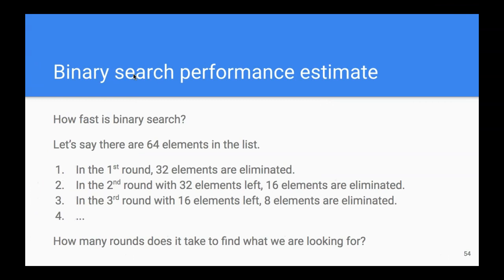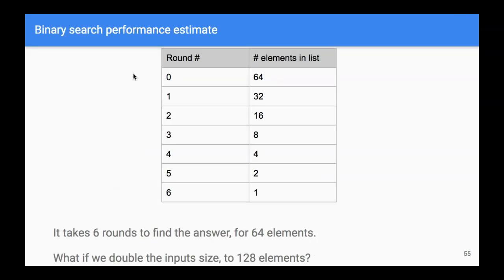Okay, so if we write a table where the first column is just the round number, and the second column is the number of elements remaining in the list. Initially we have 64 elements. After round 1, we have 32. After round 2, we have 16, and so on and so forth, until round 6, we have 1, and then round 7, we have nothing, right? So it's going to take 6 or 7 rounds. I'm probably off by 1 here. 6 or 7 rounds to find the answer for 64 elements.